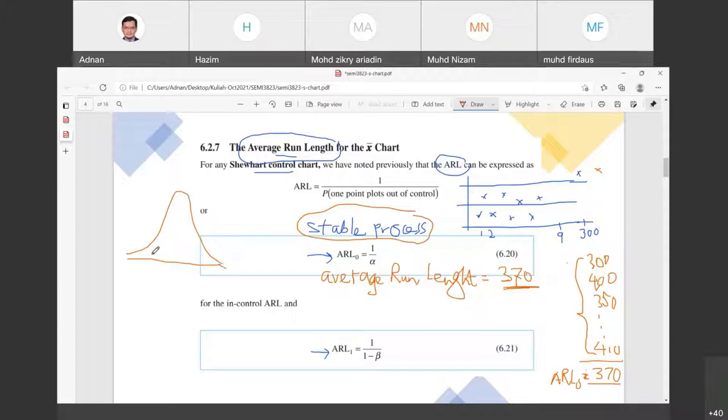Okay, so we say that if we have plus minus 3 sigma, you have this area outside this. This is considered a false alarm outside. The process is stable. So you have 3 sigma here, plus here, we are referring to the center here, so minus 3 sigma.